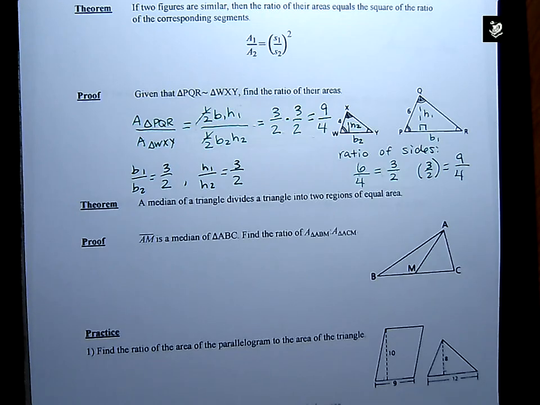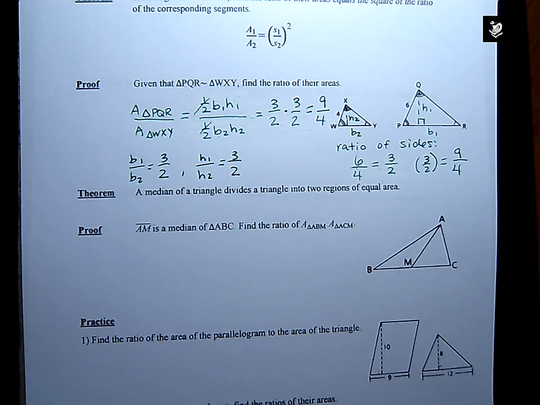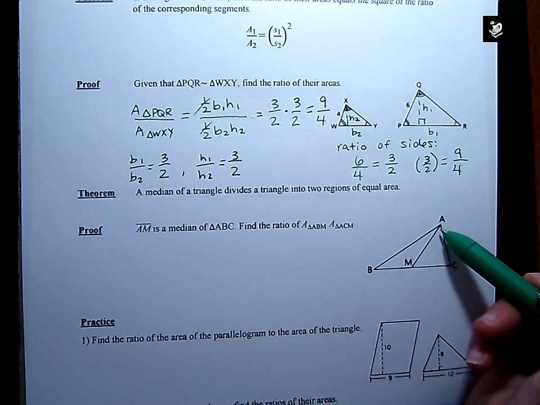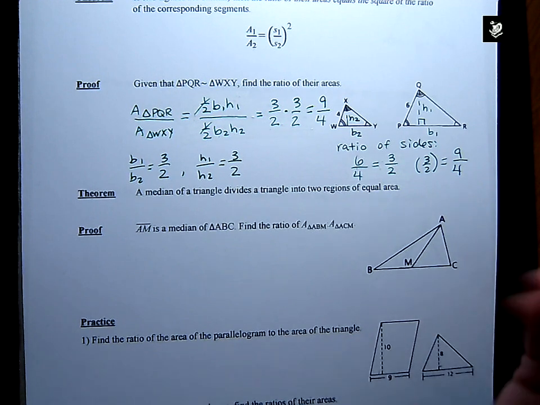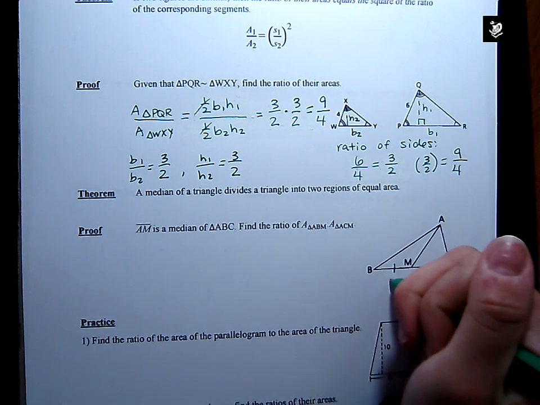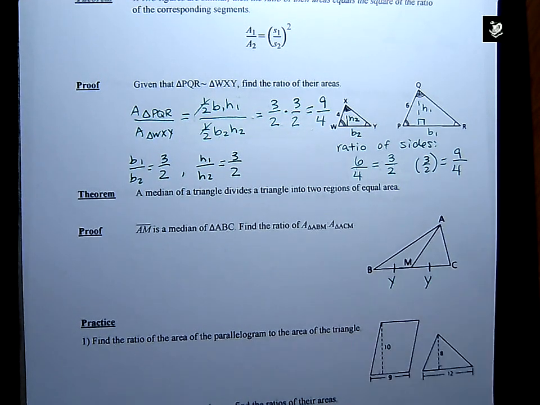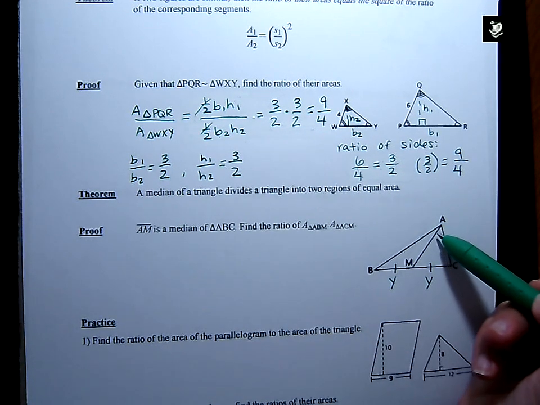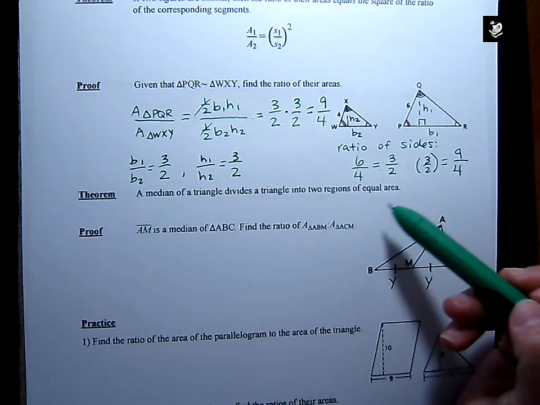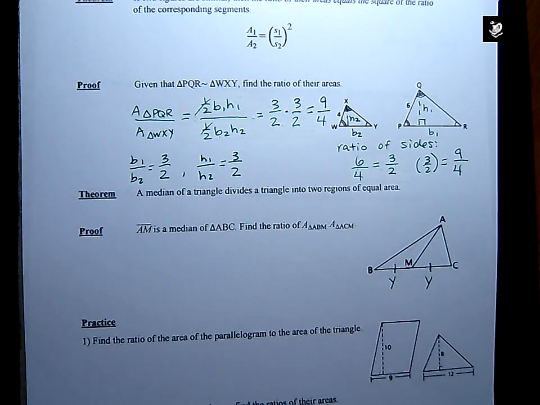The other theorem that is focused on in this section has to do with the median of a triangle. So we know a median of a triangle. So for instance, if AM is the median in this triangle, it comes down and it divides the base into two equal pieces. So these two would be the same length. Let's say Y and Y. Now, this theory in our textbook says that not only does this median divide the base into two equal pieces, but it divides these two regions, these two triangles, into two equal areas. So we're going to see if we can prove that right now.